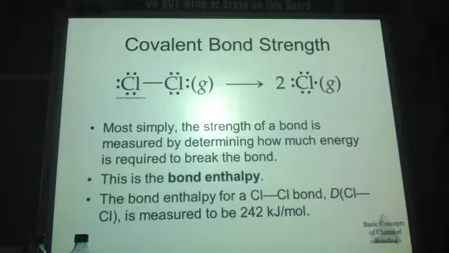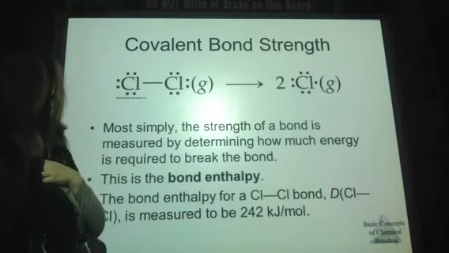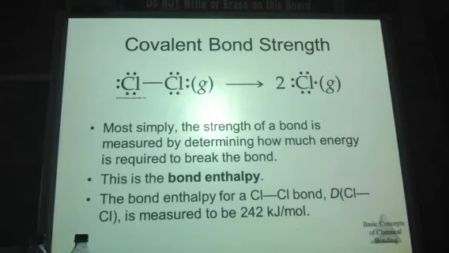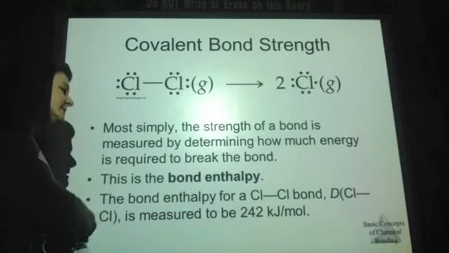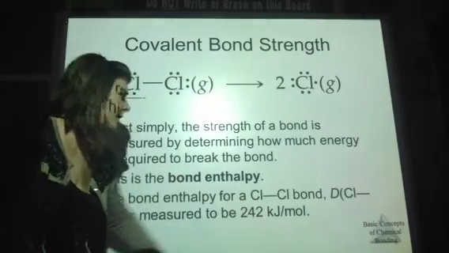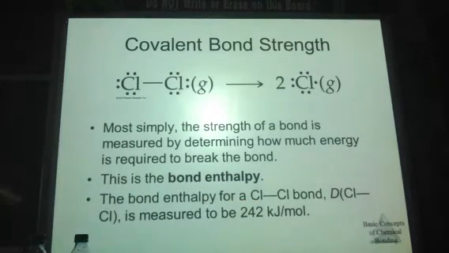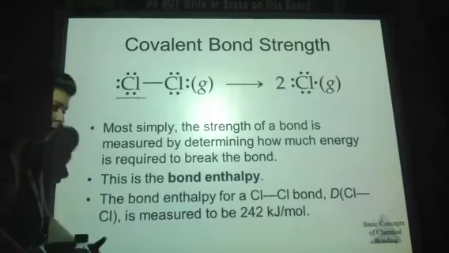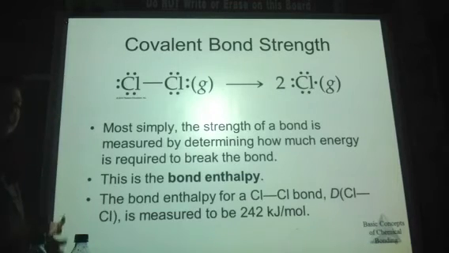We've done them experimentally. Just like with our standard enthalpy of formations in the thermochemistry chapter, where you had that big reference table, we have a similar scenario here. So the bond enthalpy for a chlorine bond is measured to be about 242 kilojoules per mole. What does that mean? That means I have to put in 242 kilojoules.